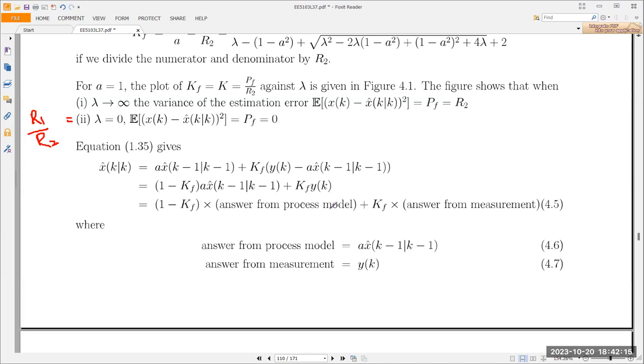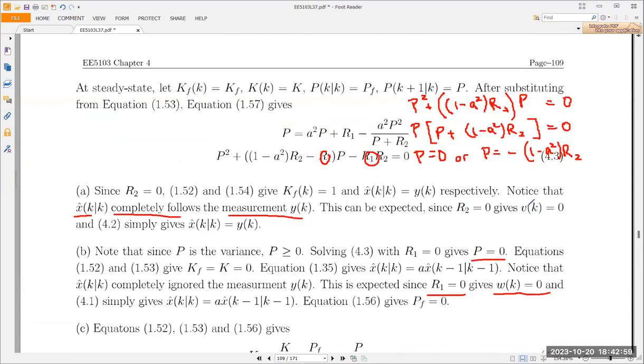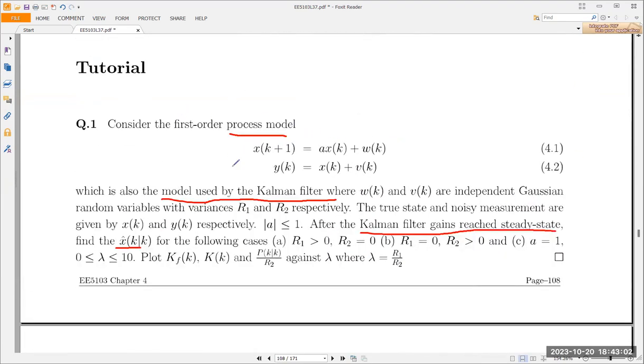Then in words, the interpretation is that your estimate, one part of it comes from the measurement Y. One part of it comes from the model, the previous X. You see, this is Y, this is KF, this is 1 minus KF. So if KF is 0.6, then 60% comes from measurement, then 40% comes from the model. You see? What I'm trying to tell you is, answer from the model plus answer from measurement. This is the model, this is the measurement. So you're going to follow this Y or you're going to follow this.